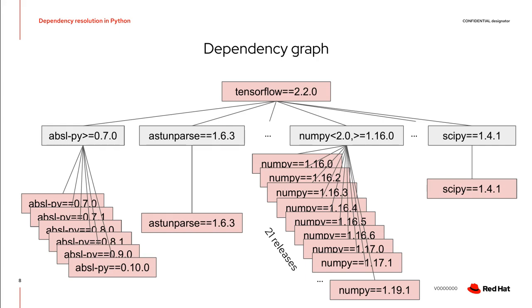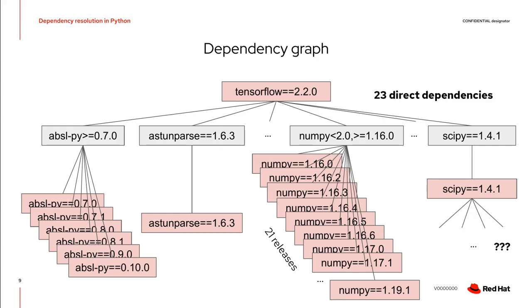So to this date, there are, I think, 6 versions of ABSLPy published on PyPI that satisfy this version range specification. For another dependency, it's easier because there's just one version that satisfies this version equality. For example, NumPy: the version range specification for NumPy is satisfied by 21 releases of NumPy, so things are getting worse. And we could continue with all 23 dependencies that are direct dependencies of TensorFlow.